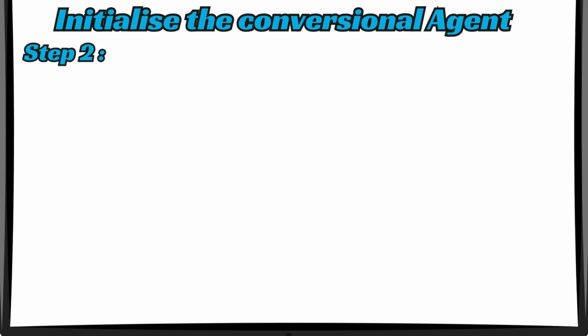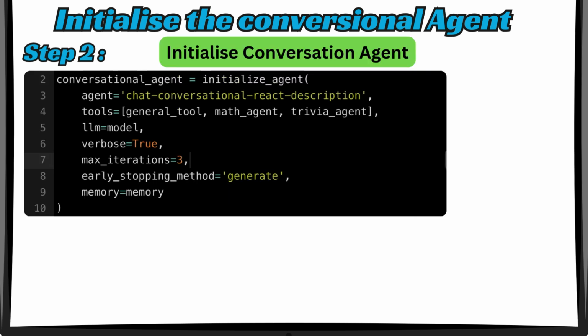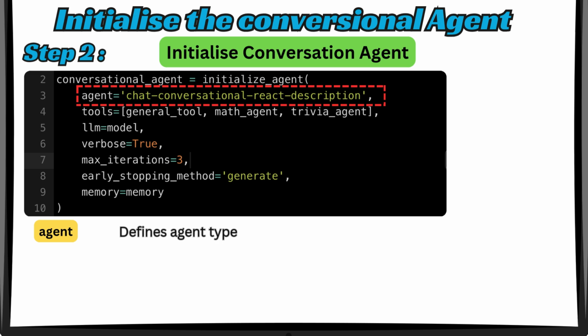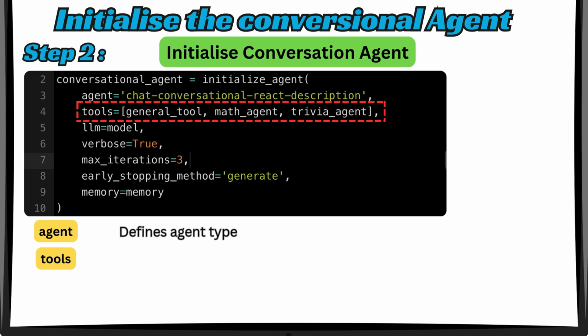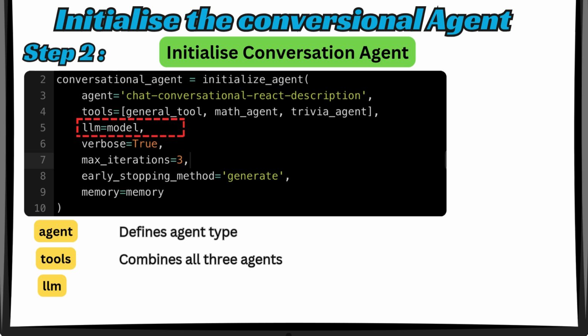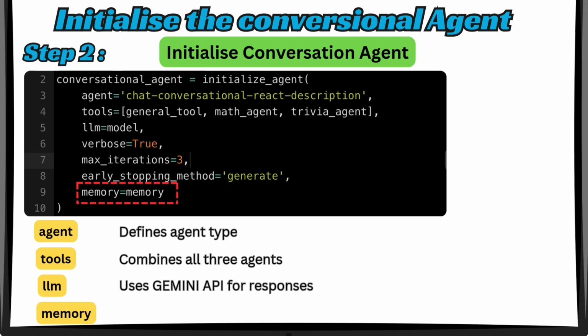Step 2. Initializing the conversational agent. Here, we create our final AI chatbot. Agent equals chat-conversational-react-description defines the agent type. Tools equals general tool, math agent, trivia agent combines all 3 agents. LLM equals model uses Google Gemini AI for responses. Memory equals memory keeps track of past messages. Our chatbot can now handle general queries, math problems, and trivia all in one. Next, let's add chat history so users can see their past interactions.